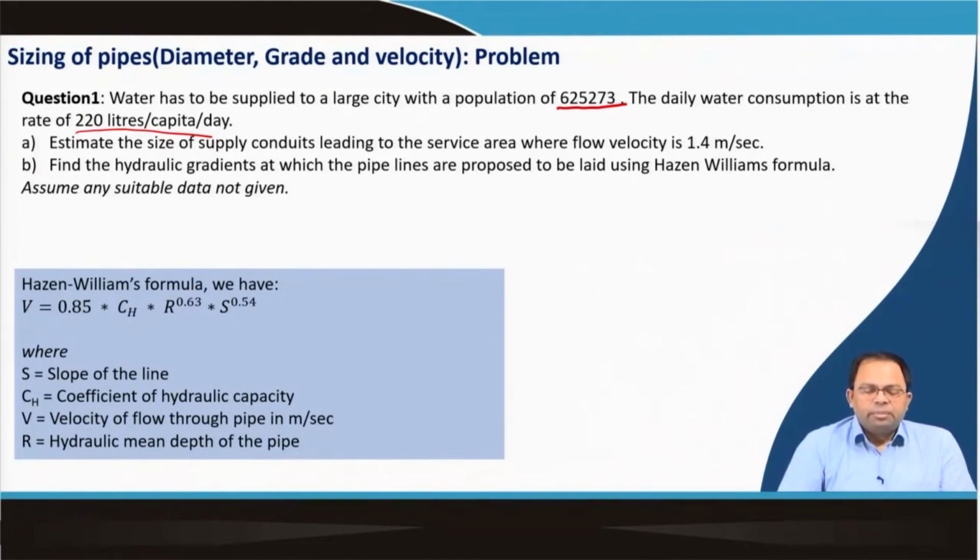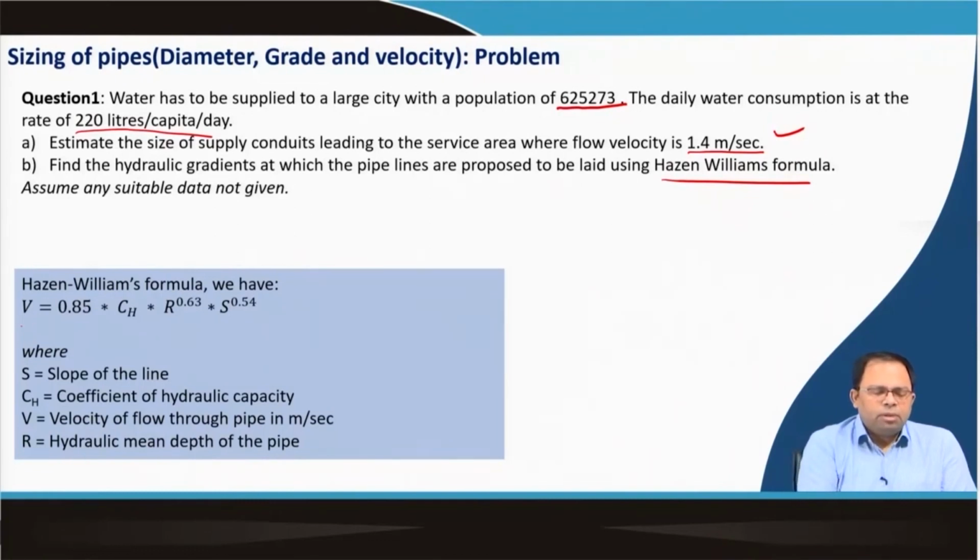Now you have to estimate the size of supply conduits leading to the service area where flow velocity is 1.4 meter per second. So we assume that the flow velocity is 1.4 meter per second, which may be appropriate for this particular case. Find the hydraulic gradients at which pipelines are proposed to be laid using the Hazen-Williams formula. So we are specifying that the Hazen-Williams formula has to be used, and everything else you can assume.